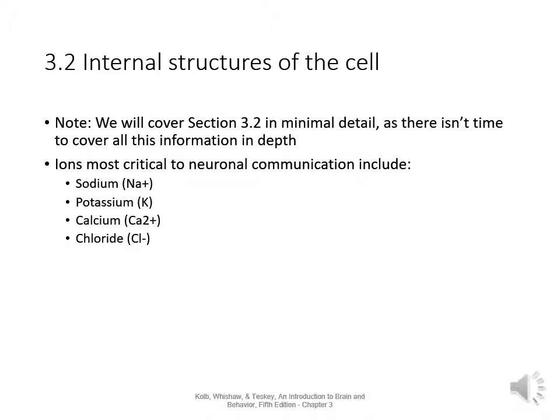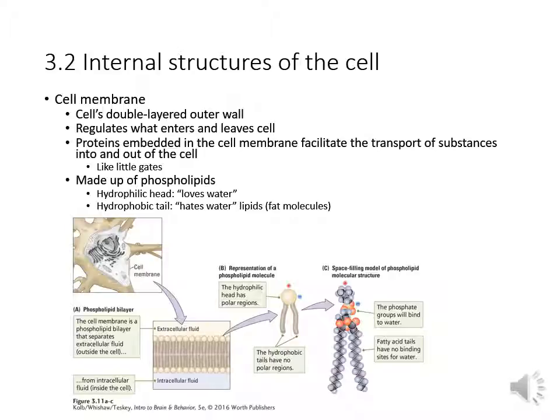Okay, so first, the ions that are most critical to neuronal communication, the ones that might come up in later chapters, are sodium, potassium, calcium, and chloride. You don't need to know much more than that right now. The cell membrane is rather important, and we'll talk about it a bit in the next chapter as well. It's the double-layered outer wall of the cell, and it regulates what enters and leaves the cell. There are proteins embedded in the cell membrane, and they act as kind of like gatekeepers to decide what goes in and out of the cell.